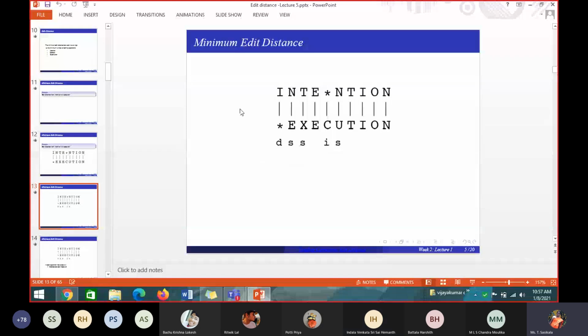If I want to convert intention to execution, can you tell me which letter has to be changed by which letter, which letter has to be deleted, and which letter has to be inserted? Because how many operations do we have?